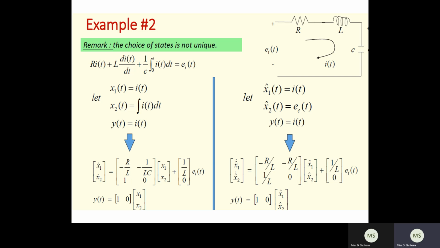If any differential equation is given, then its output variable is considered as the first state variable: x1 is equal to c. The next state variable is chosen as the differentiation of the previous state variable, which is c dot. And the last one is c double dot. If you have three differentiations, then you have to assign three state variables: x1, x2, x3.